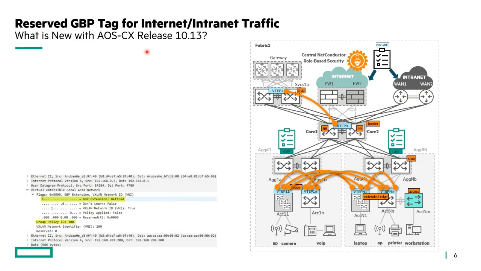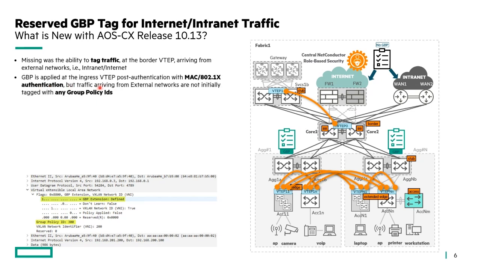So what's new with AOS-CX release 10.13? What was missing was the ability to tag traffic at the border VTEP arriving from external networks, either the internet or intranet. As you can see on the right-hand side here, we've got a border VTEP, core 1 and core 2. Most of the segmentation is east-west traffic going across the fabric. But say we have traffic coming in from either the internet or intranet that doesn't have GBP associations. You can't really affect policy decisions at the border unless you have a mechanism to tag that traffic. We'll see what that looks like in a moment.